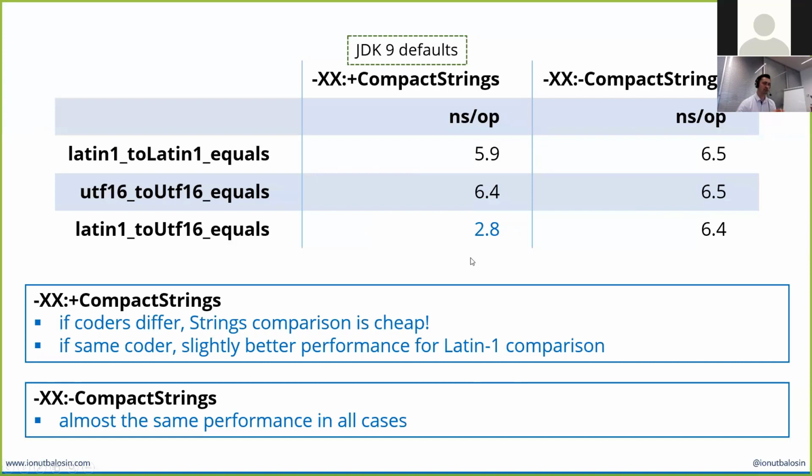However, the most noticeable result is this one, Latin 1 to UTF-16, which proves that if you compare two strings backed by different encoding schemes, the performance is quite good. It's very low. And also if you disable the compact strings, which means everything is backed by 2 bytes in that byte array, you can see the performance is almost the same in all cases.